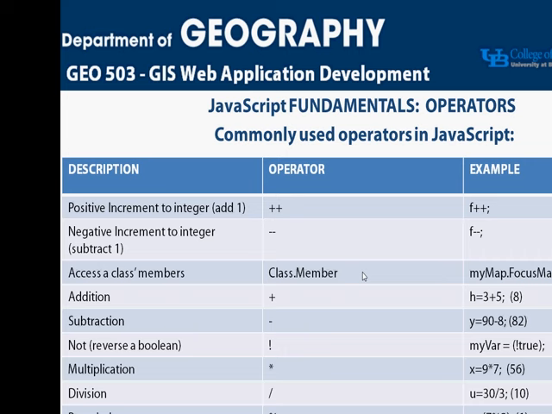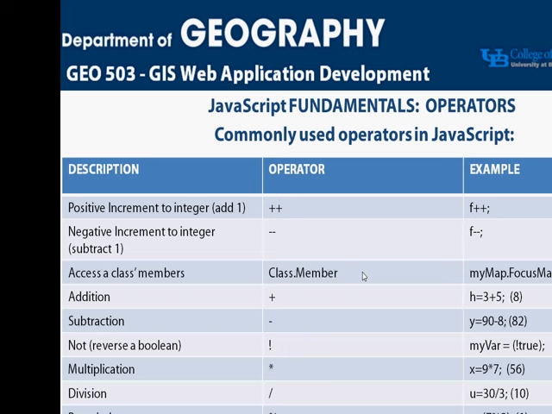I now have some examples, and we've seen some of these already, of commonly used operators in JavaScript. There's more of a list of things that you'll see. Adding 1 to an integer, you saw that in the for loop a moment ago, was plus plus. So f plus plus, just like we saw in the for loop, takes f and adds 1 to it.